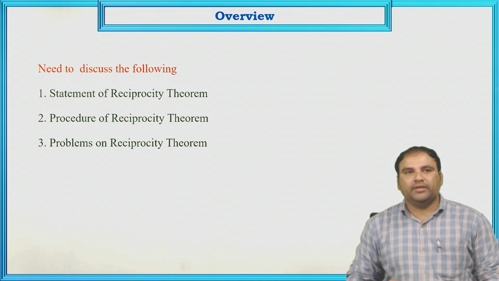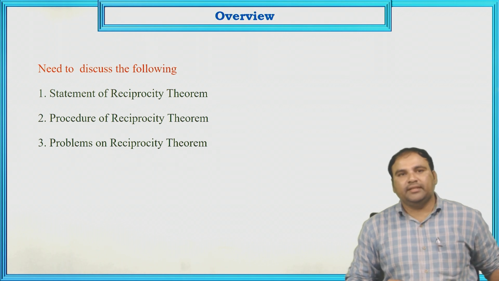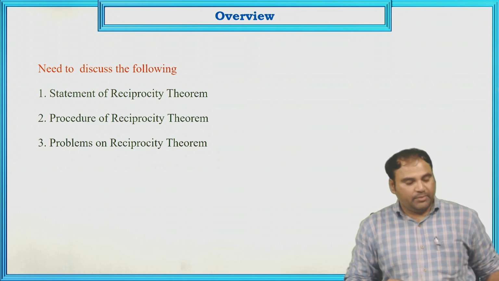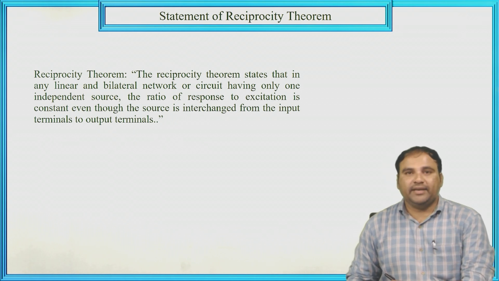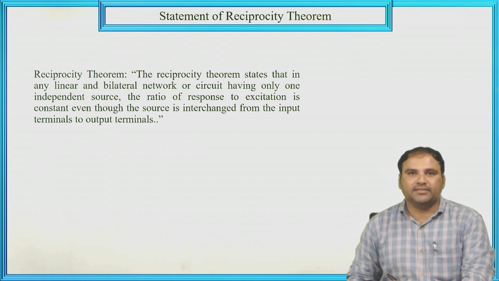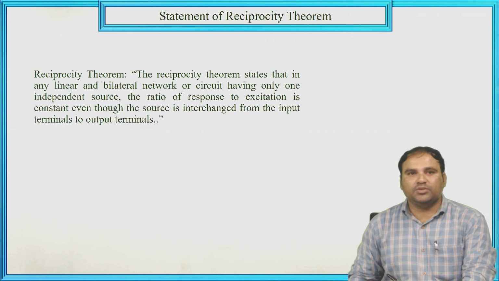First of all, the statement. What is the statement of the Reciprocity Theorem? It states that in any linear or bilateral network, the circuit having only one independent source, the ratio of the response to excitation is constant even though the source is interchanged, from the input terminal to the output terminal. That is the statement of the Reciprocity Theorem.